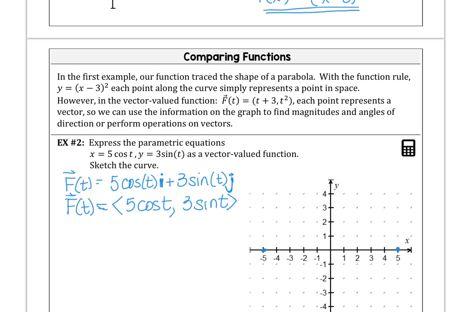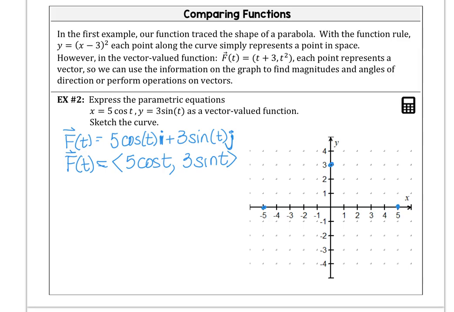In the x direction, we're going out 5. In the y direction, we're going out 3. And tracing that smooth curve, the shape is going to be an ellipse. And each point along that curve, like it's set up here, each point represents a vector. So there's an infinite number of vectors from the origin out to any point on our curve that represents the distance from the origin to the curve.